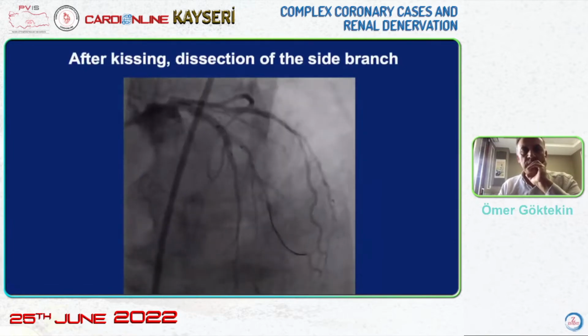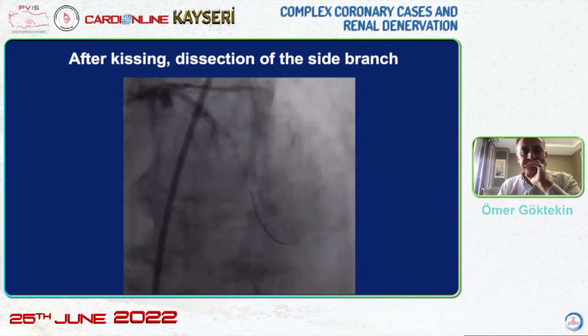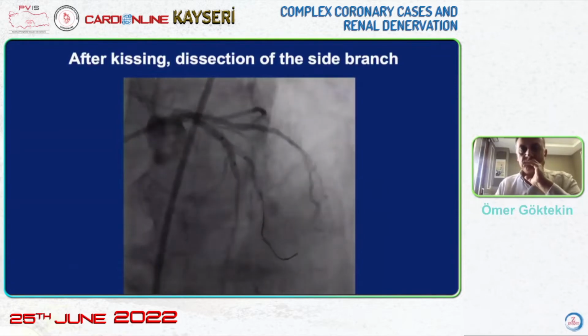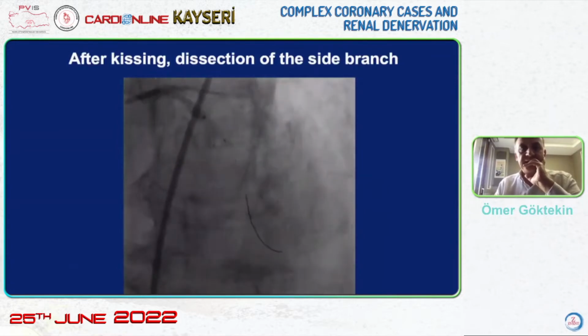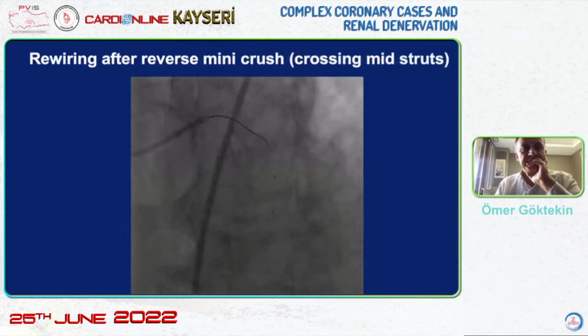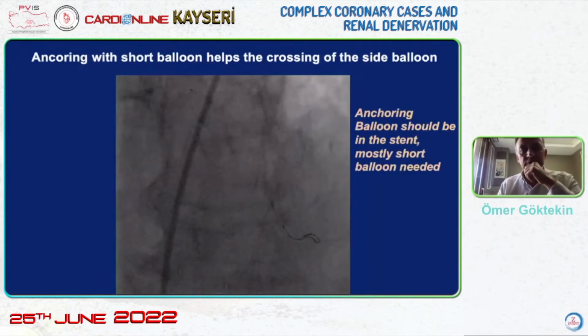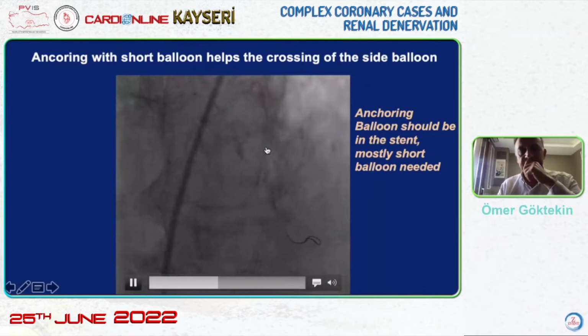And you can assume it's dissected. It's a dissection limiting the flow. This causes pain. However, we can see from mid-stent the wire is sent. Balloon doesn't cross into the side branch, as you can see. You can have the guideliner support. The anchor is a technique which is used very much, and with the anchor, you can.